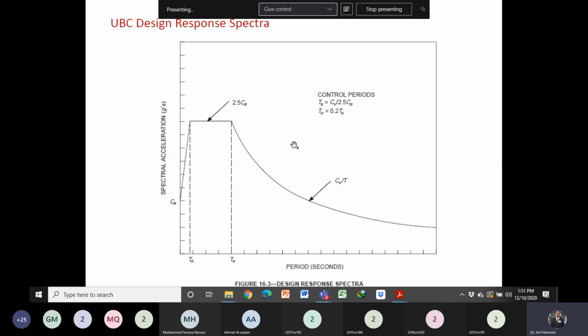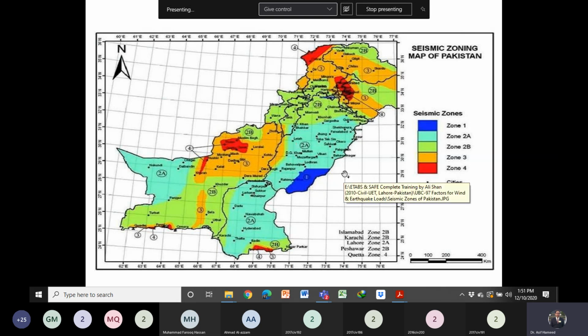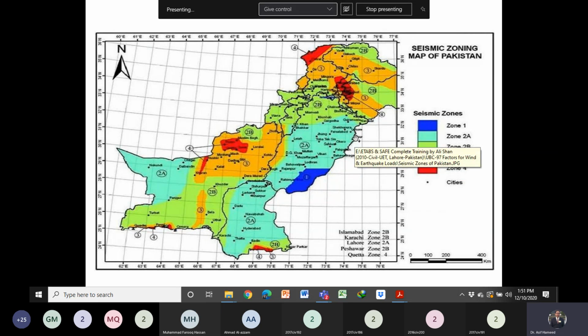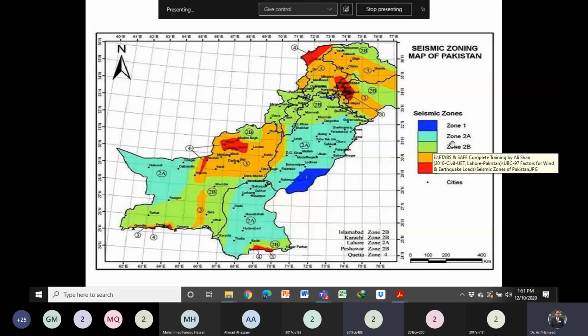How can we get these values? First, we have to see the location where we have to design the building or the structure. It is to be built in Lahore. Lahore is in which zone? Zone 2A. Pakistan is divided into 5 zones, and Lahore is in zone 2A.